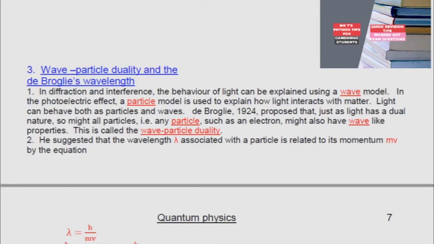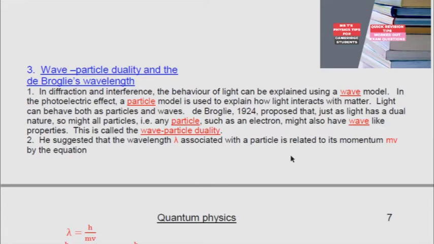In this video, we're going to look at wave-particle duality, the de Broglie wavelength, as well as electron diffraction. Now, in diffraction and interference, the behavior of light can be explained using a wave model. Then in the photoelectric effect, a particle model is used to explain how light interacts with matter. Light can behave both as particles and waves.